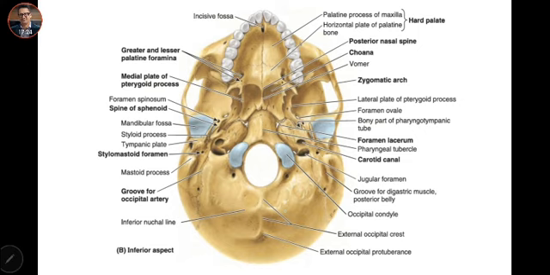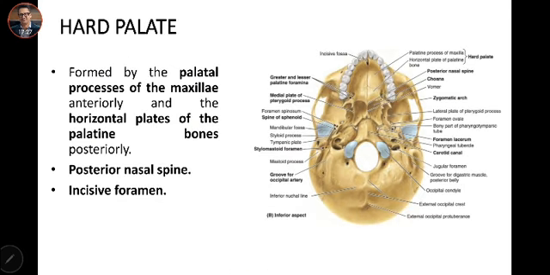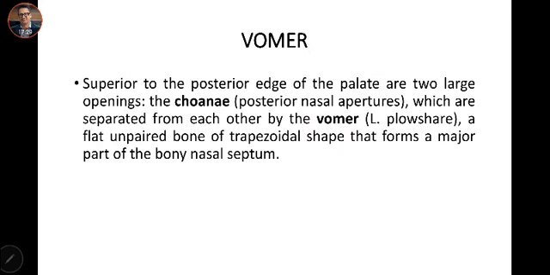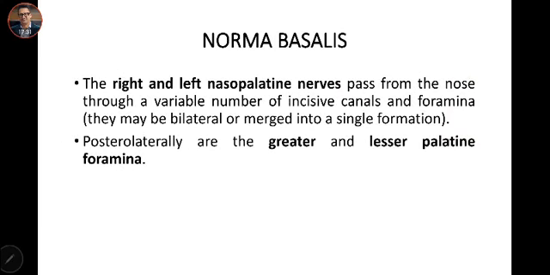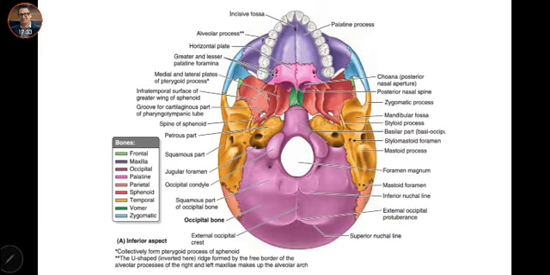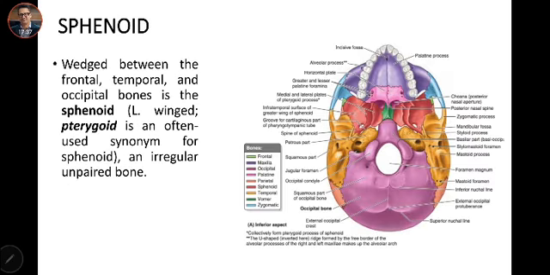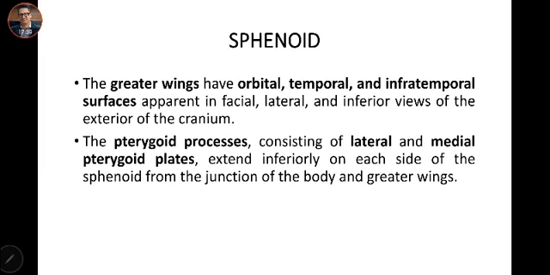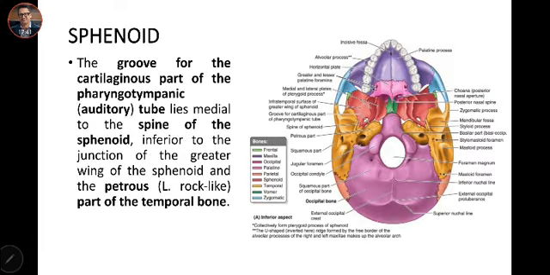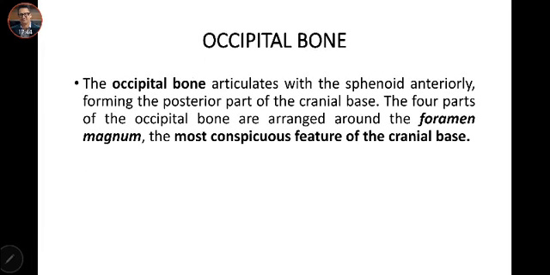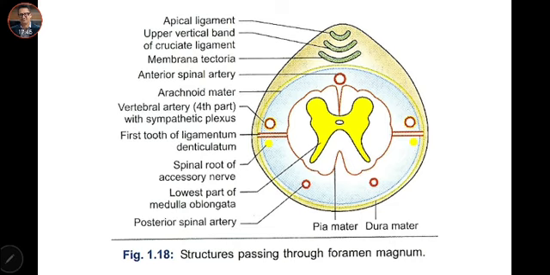So you see various portions of the bones visible over here, and various foramina. I was focusing on the occipital bone and the foramen magnum. This is the figure which tells all the structures in detail which pass through the foramen magnum, and you can study from here.